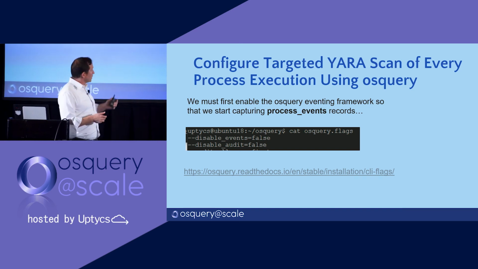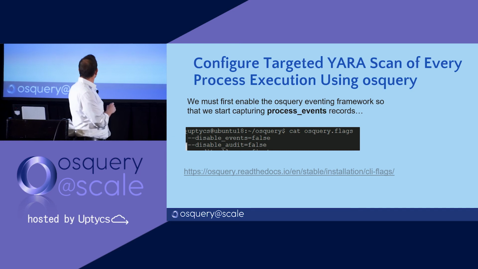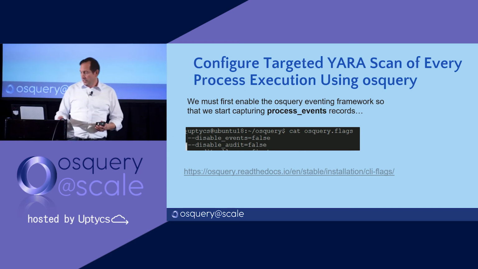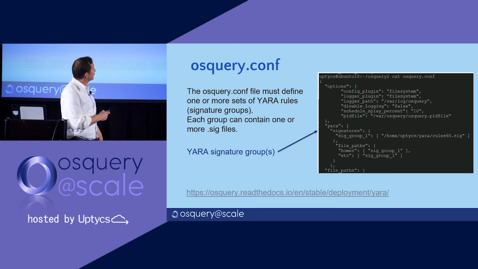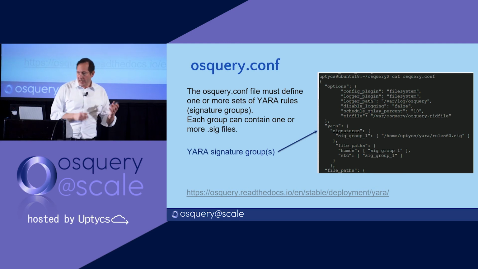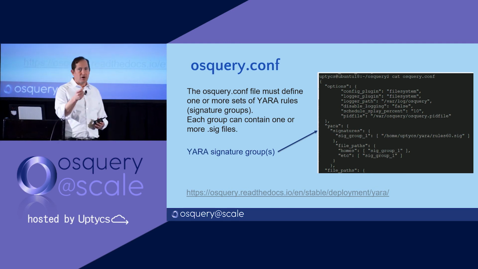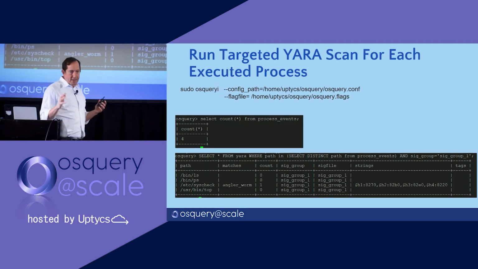So we just turn on the eventing framework. In the flags file here, we're saying disable events false, disable audit false, and we're going to start capturing event data. And again, we've seen this. All you need for this here is to specify a SIG group. If you wanted to have multiple SIG groups, you can actually do a where sig_file equals, in which case you don't even need this.